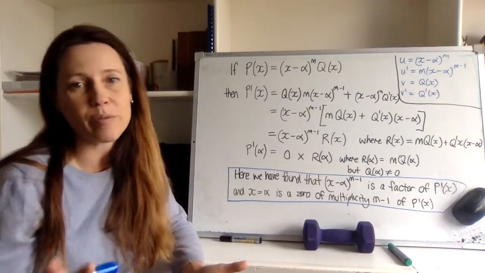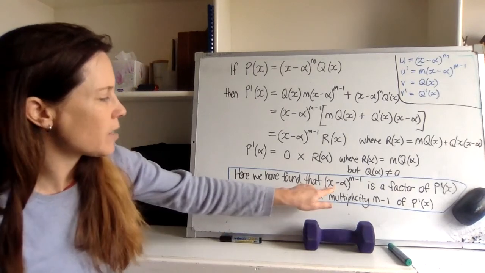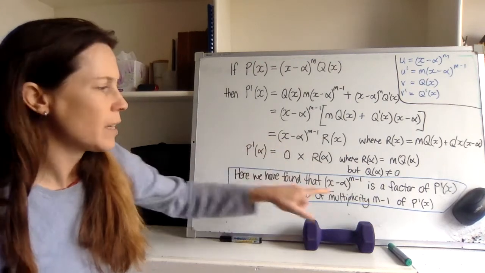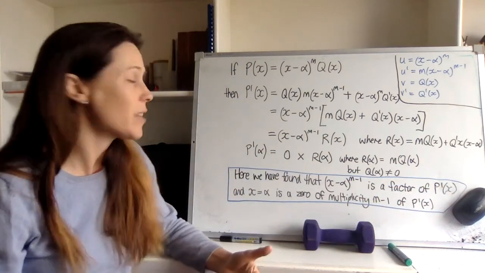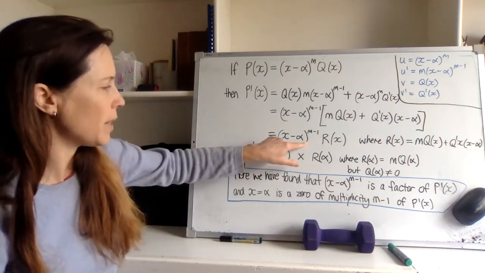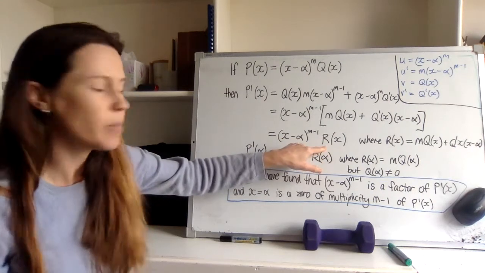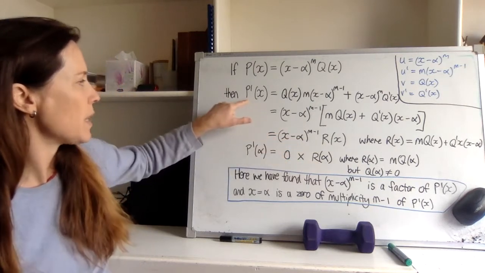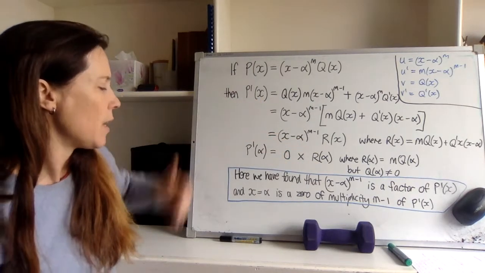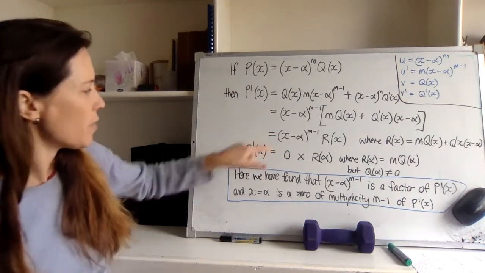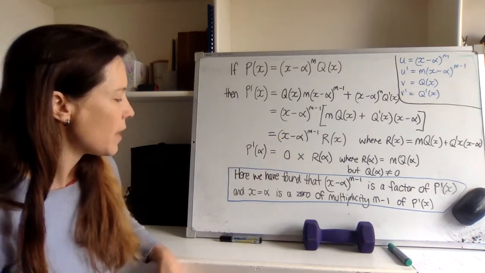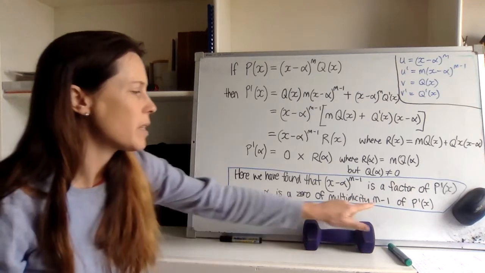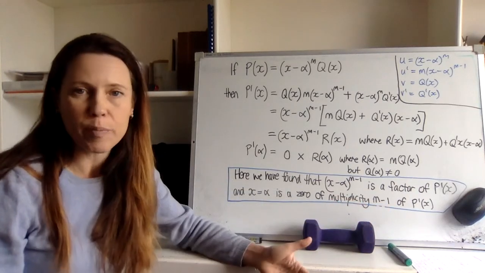So our big important finding then is that x minus alpha to the power of m minus 1, right here, is a factor of p dash x, because look, you can multiply it by something else which is a legitimate polynomial in its own right, and they multiply together to make p dash x. And what that tells us is that if this is a factor, then x equals alpha must be a 0 of multiplicity m minus 1 of p dash x.